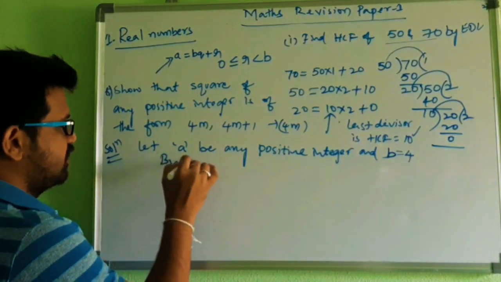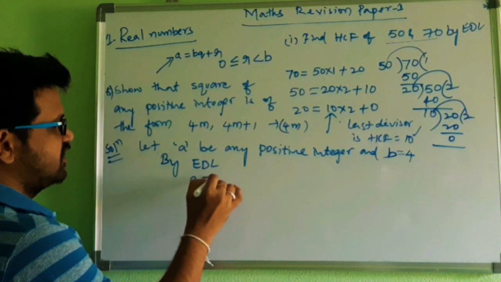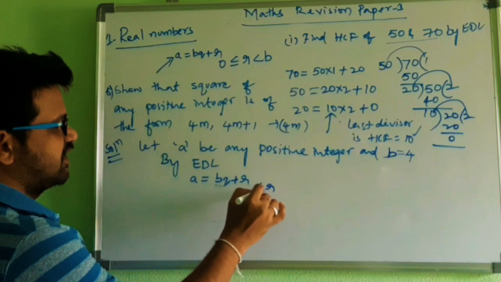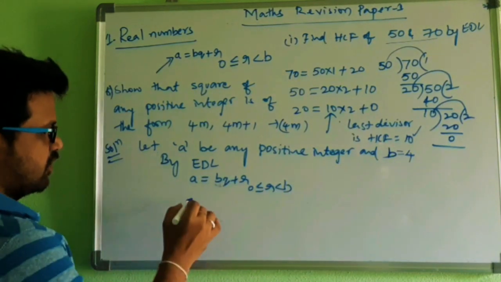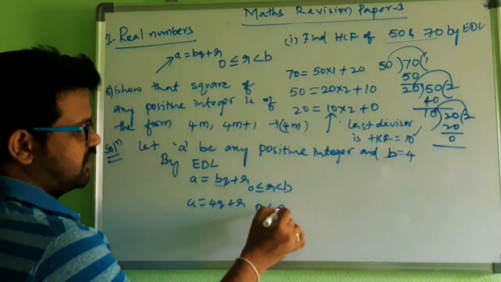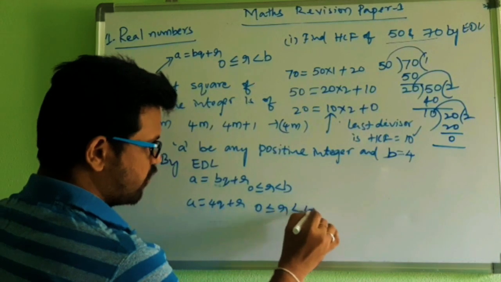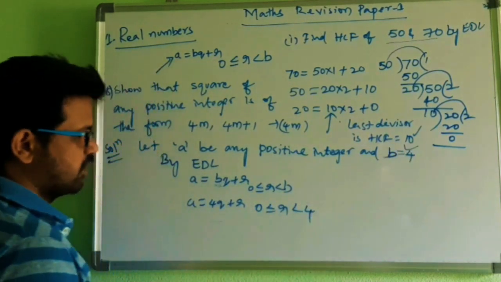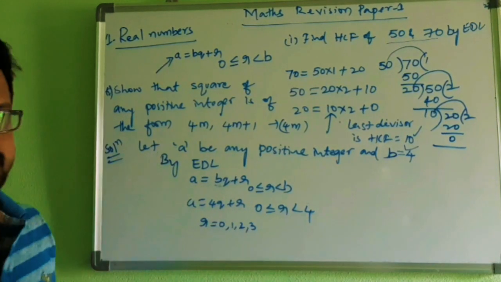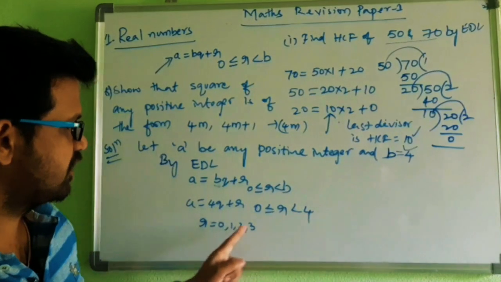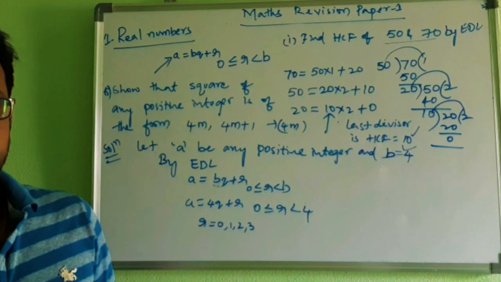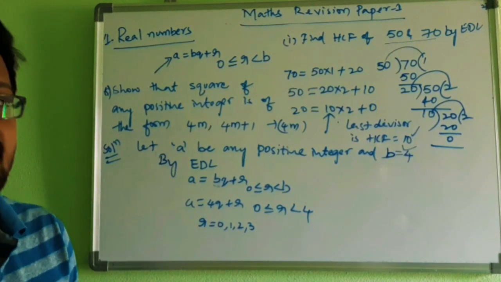So by Euclid division lemma, a is equal to bq plus r, where r is greater than or equal to 0 and less than b. So a is equal to 4q plus r, where r is greater than or equal to 0 and less than 4. Why? Because b is 4. So what are the r values? r is equal to 0, 1, 2, 3. Less than 4 means up to 3. So here you have to take 4 values for r.